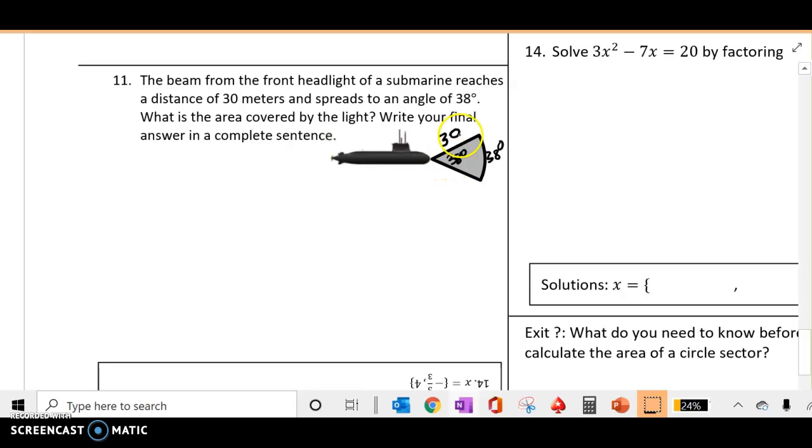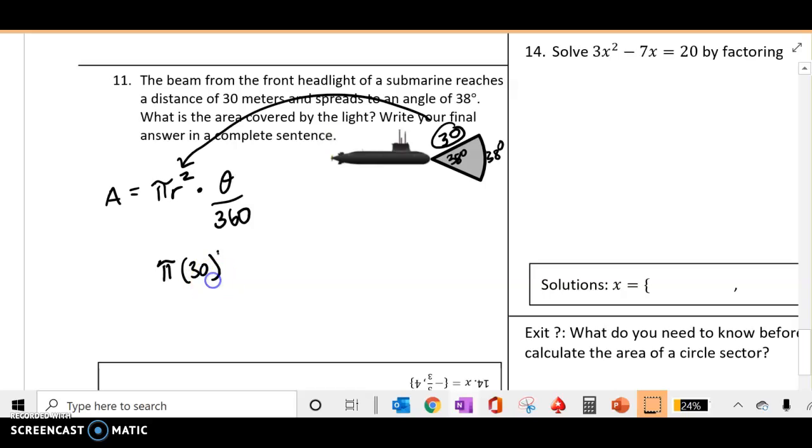Okay, so that's sector area, it's not a full circle, so I'm going to say the area of a circle is pi times radius squared, but we want the sector, so we're going to multiply it by theta, the central angle, over 360. Okay, you can see 30 is the radius, and then the angle is 38 degrees, so let's just plug that in. So pi times 30 squared times 38 out of 360. 30 squared is 900, so that gives me 900 pi over 1 times 38 over 360.